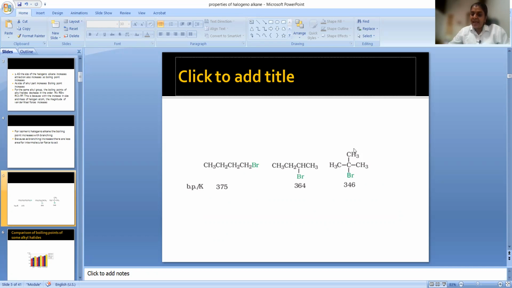So as the branching increases, what will happen? The area of contact with the other molecule will decrease, right? Here, there is no hindrance; everywhere the area of contact will be there. But if you are moving from this side to this side, the area of contact will decrease, so the intermolecular force of attraction also will decrease. As the intermolecular force of attraction decreases, the boiling point also will decrease. That is the reason why the straight chain has a higher boiling point than the other.